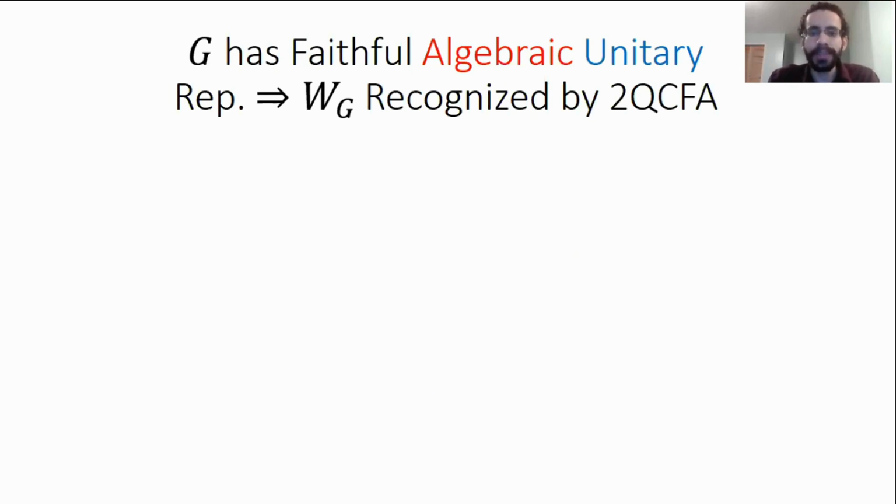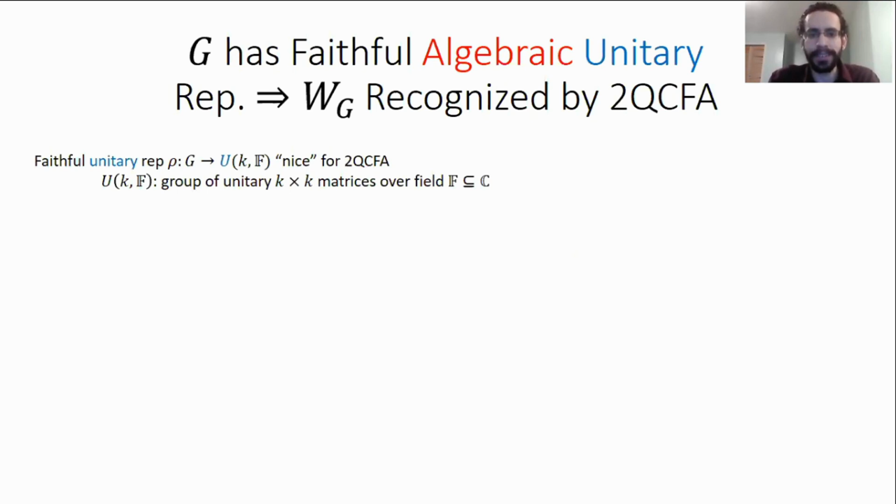In order to show this, we first observe that faithful unitary representations are nice for 2QCFA, where a unitary representation of group G is just a special case of an ordinary representation. It's a group homomorphism from G into a group of unitary matrices. Representations of this form are nice for 2QCFA fundamentally because the basic computational step of a 2QCFA involves applying a unitary transformation to its quantum register.